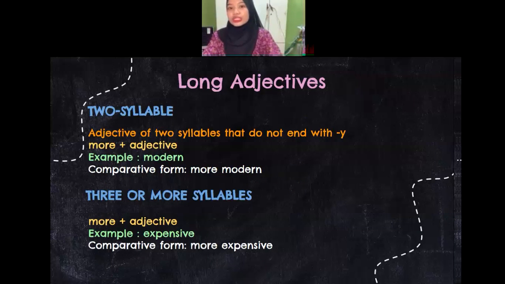Okay, next we are going to take a look at long adjective. Adjective of two syllables that do not end with y, we are adding more at the front of the adjective word. So it becomes more plus adjective. For example, the adjective word modern becomes more modern. For the three or more syllables, it is more plus adjective too. We are using the same thing as two syllables, where the comparative form of expensive becomes more expensive.